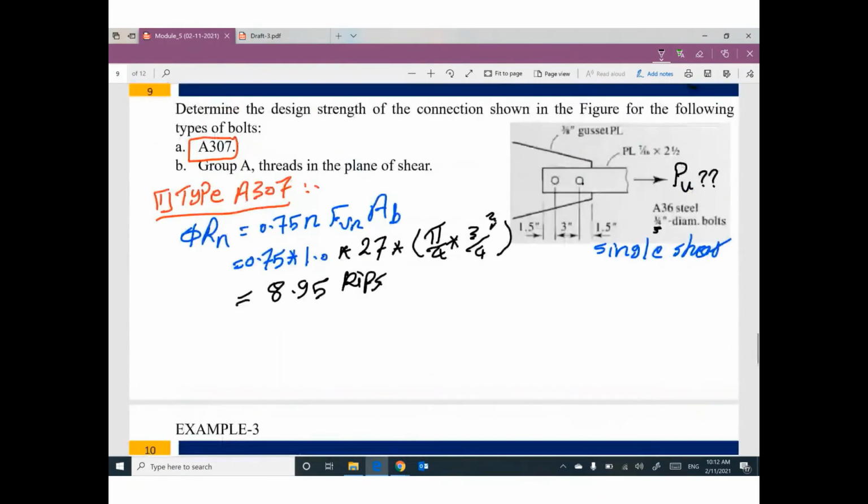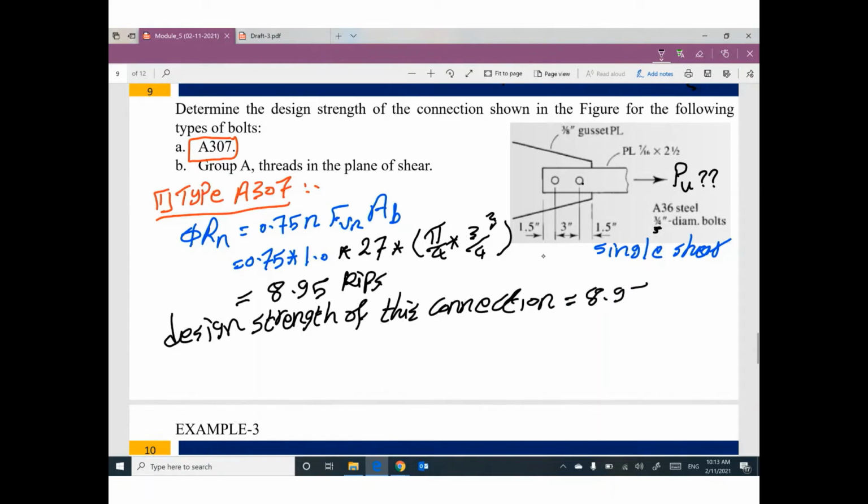So the design strength of this connection equals 8.95 times 2. Do you know why? Times 2. 8.95 times 2 is 17.9 kip.